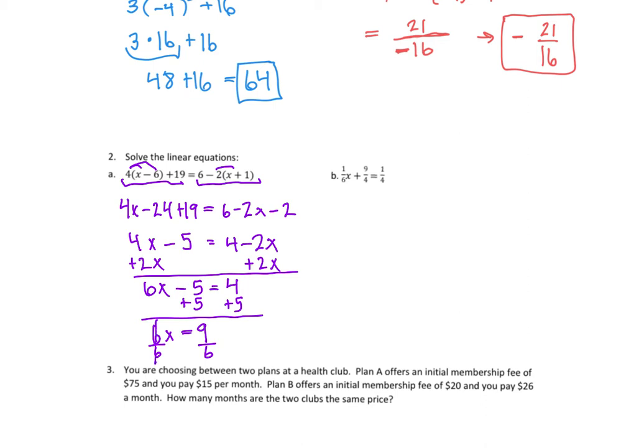6 divided by 6 cancels out, that's just 1. And we get x equals 9 over 6, which we can reduce. If we reduce 9 over 6, we can divide the top and bottom by 3. And that means that x equals 3/2. And that's our final answer.